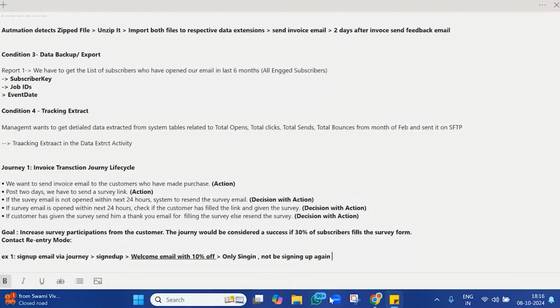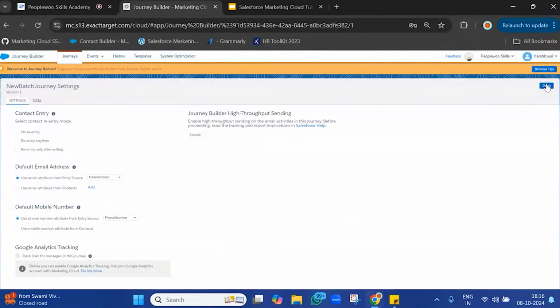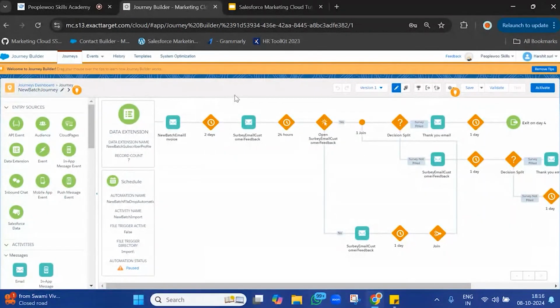So suppose you have created a journey which is sending a welcome email on any sign up activity a customer is doing. You are getting data from automation, you are inserting that data inside the journey. So one time a customer signed up, he will enter into the journey and would receive an email for 10% off. But can he again sign up? He cannot again sign up. He would be signing in. So a contact can enter only one time inside the journey in its lifetime, for a particular journey created only for sign up.